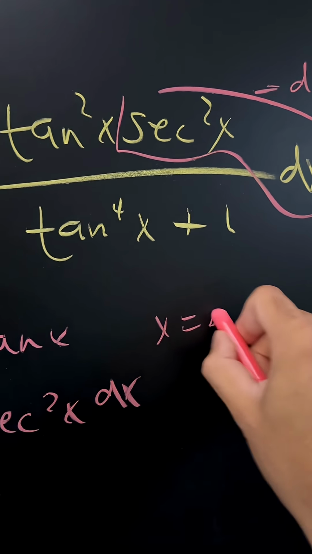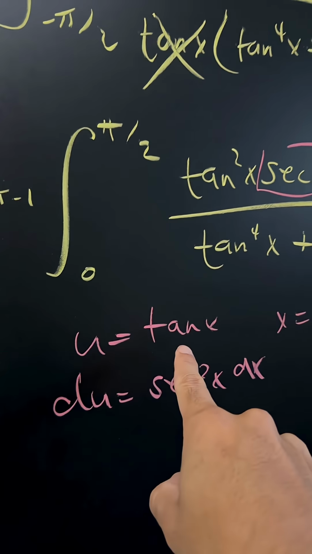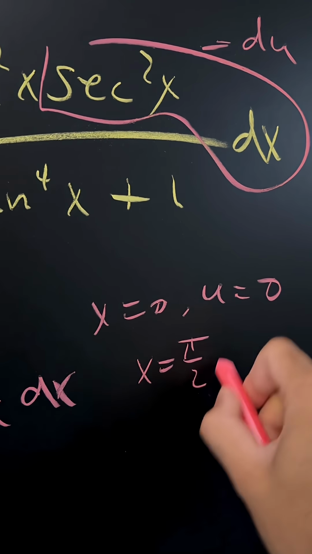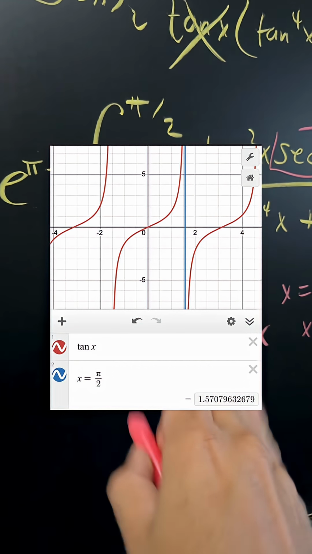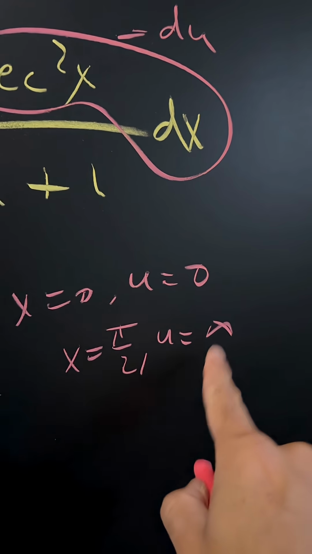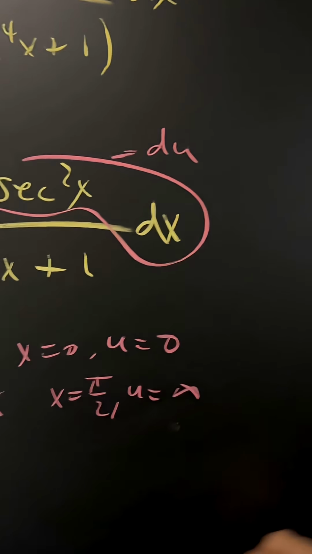Well, when x is equal to 0, u will equal tangent of 0, and that's just gonna be 0. But when x is equal to pi over 2, you have to know the graph of tangent because tangent of pi over 2 has a vertical asymptote. In other words, this doesn't necessarily equal infinity, but it approaches infinity, and that's gonna be important to know.